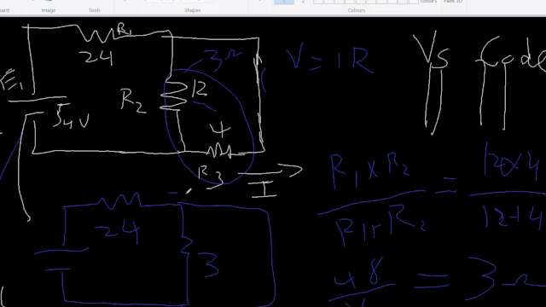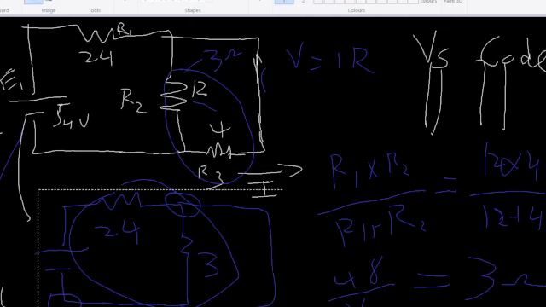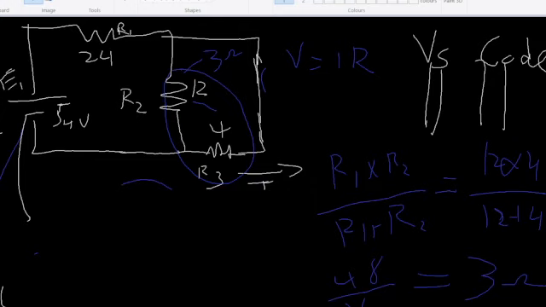Remember, again, why? Because they only have 1 point in common. They don't have this in common because this voltage source obstructs it. So they only have 1 point in common, and for series resistors, we add them together. So the total resistance here is going to be 24 plus 3. Let me write that down. 24 plus 3, that's 27.